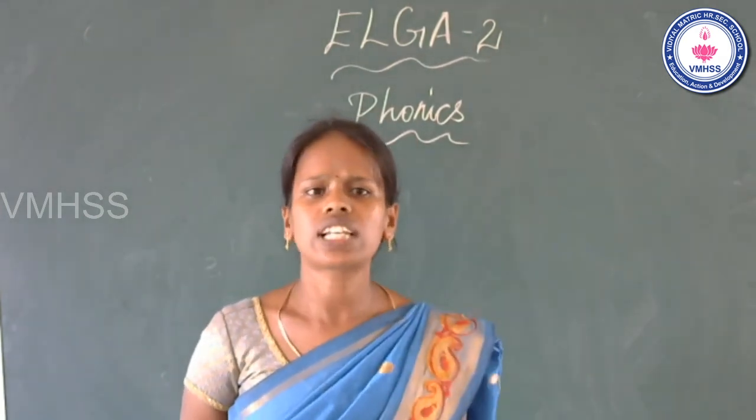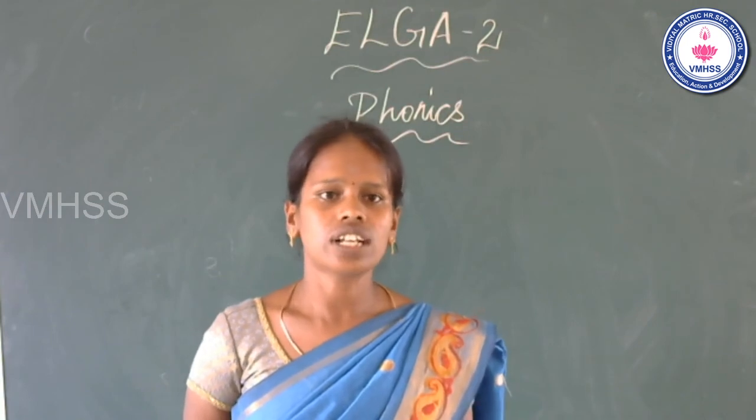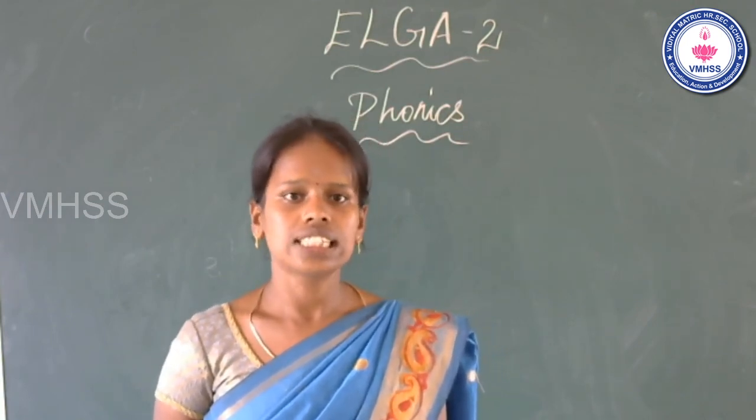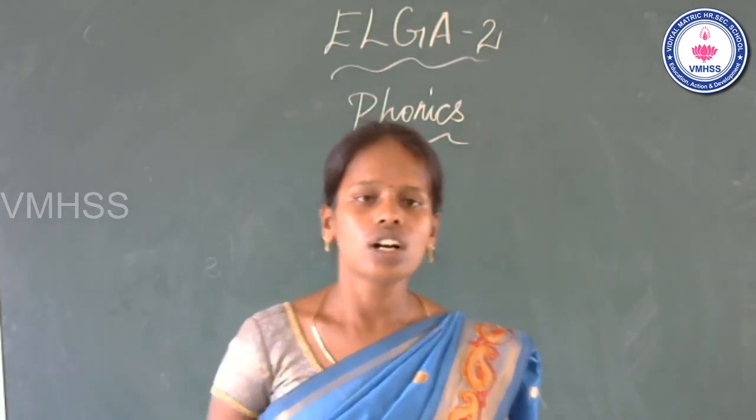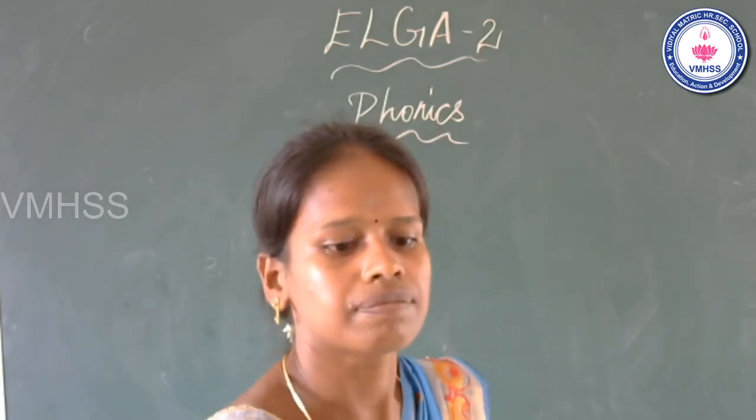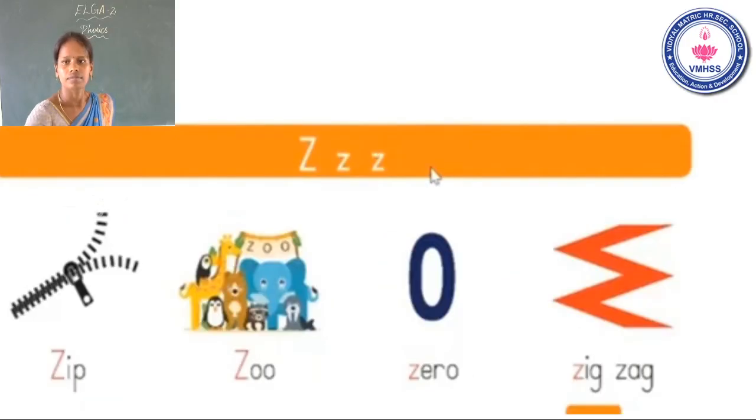Okay? The name of the letter is Z. The sound of the letter Z. Okay? Z. Now see the slide and look at some words. Okay. The name of the letter is Z. The sound of the letter Z. Okay. The first one, zip. Second one, zoo. What is the meaning of zoo? Have you seen a zoo? Okay. Zoo.